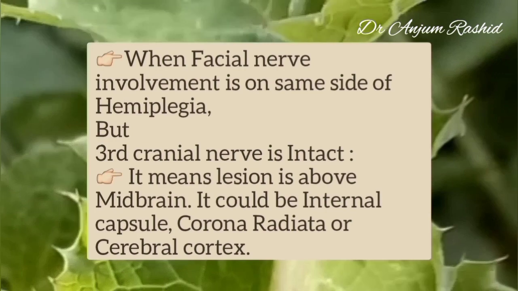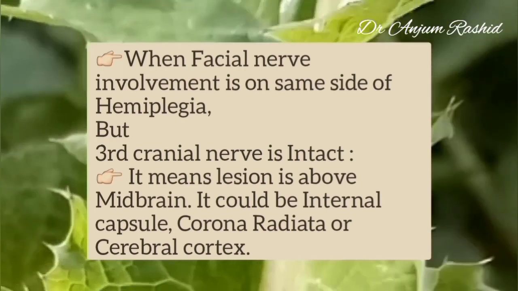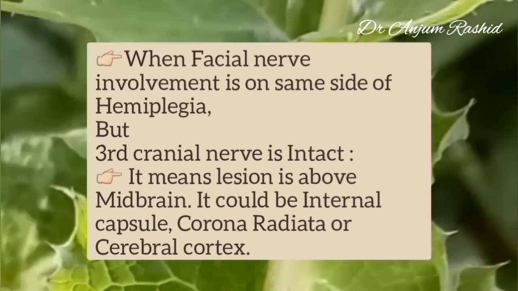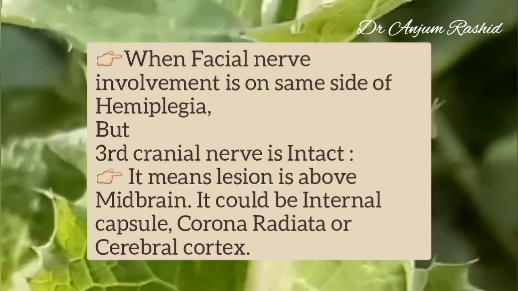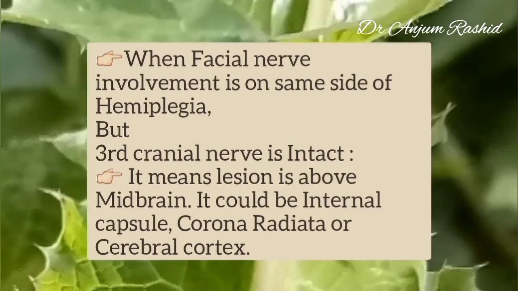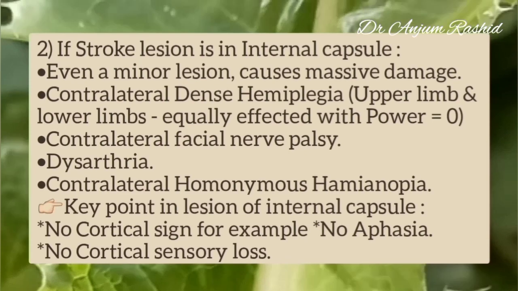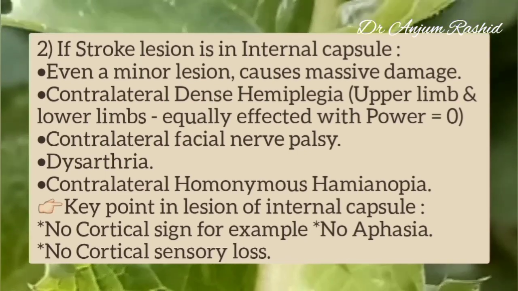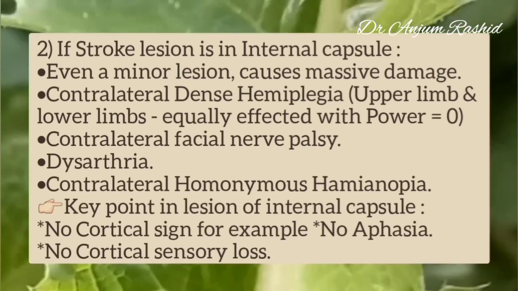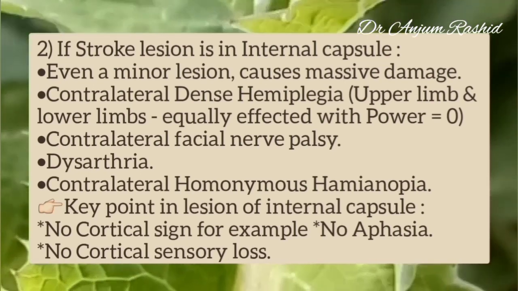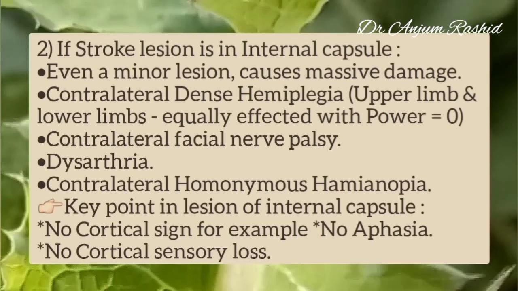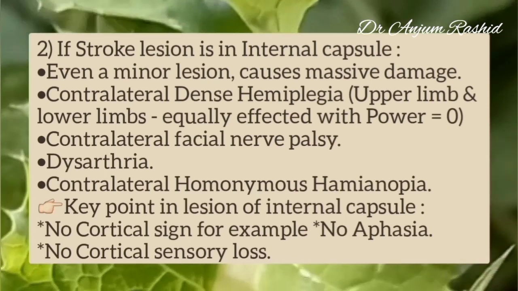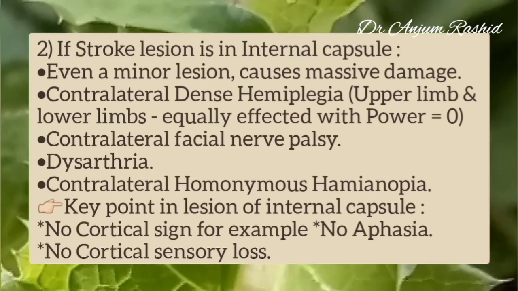Now when the facial nerve involvement is on the same side of hemiplegia but third cranial nerve is intact, it means lesion is above the midbrain. It could be internal capsule, corona radiata or cerebral cortex. Now if the lesion is in internal capsule, even a minor lesion can cause massive damage. There is contralateral dense hemiplegia, that is upper limb and lower limbs are equally affected with zero power. There is contralateral facial nerve palsy, dysarthria, and contralateral homonymous hemianopia.